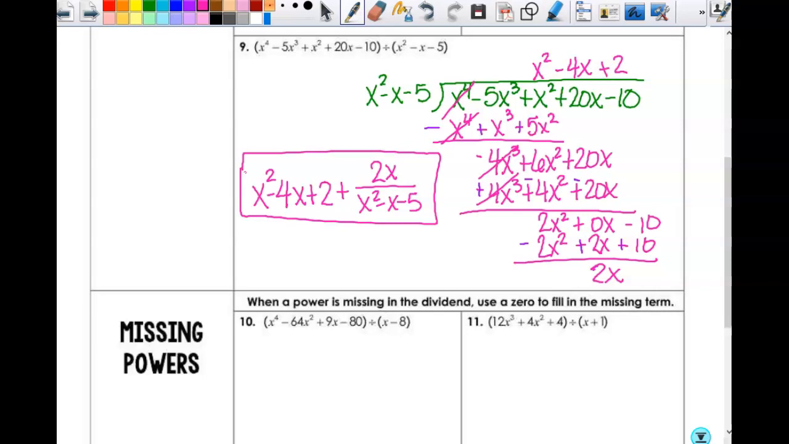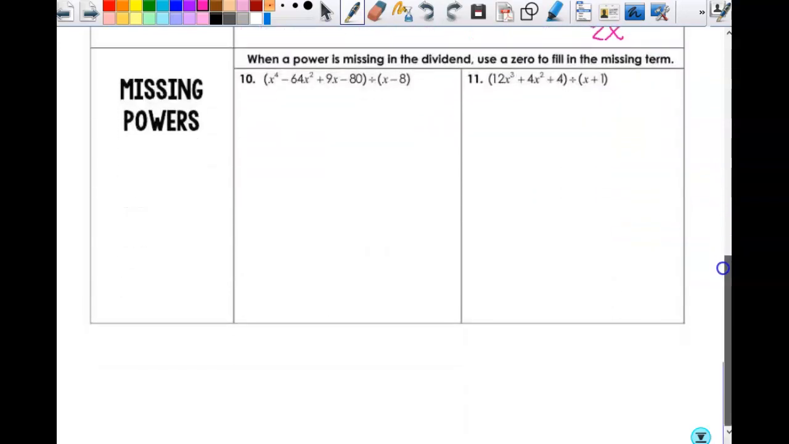All right, so we all good so far? We good on this one? Anybody have any questions? Are you good? Yeah, okay. Are you sure? Because I don't want to rush. Okay. All right, so now missing powers. This is huge, guys. If you have missing powers, this is where if you're not paying attention, it's going to really mess with you. All right?